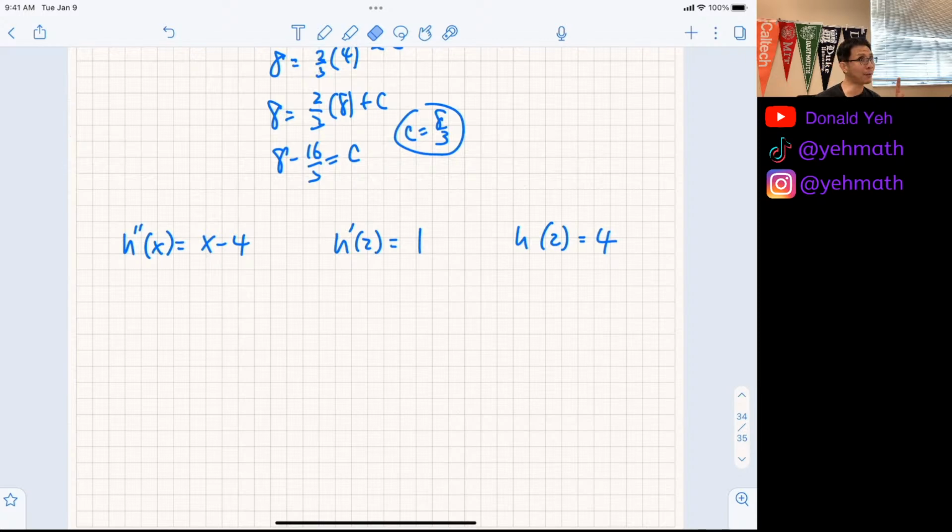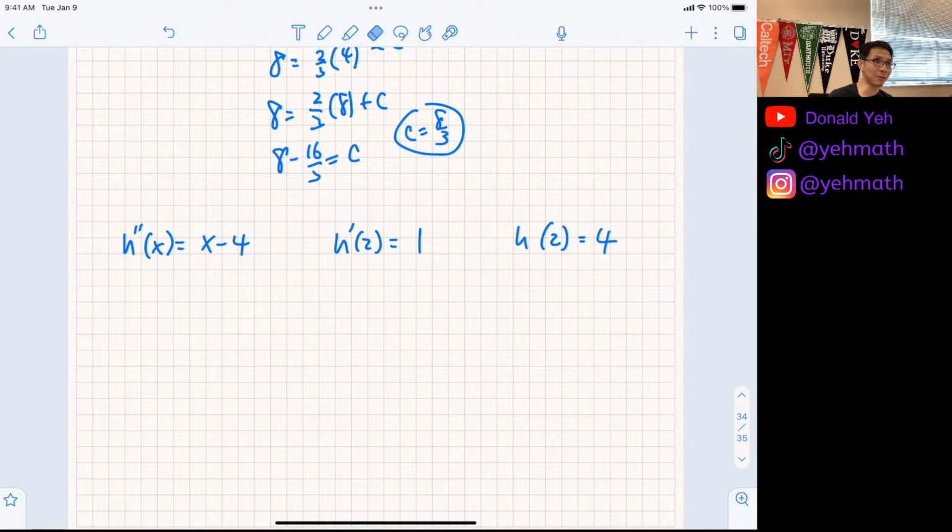But what you have to do, you have to learn to think. Say, okay, if I take integration of h double prime of x, it should give me h prime of x. Does that make sense? But there is a c. But you need to use those two initial conditions. You need to use the first one to find out what that c is.